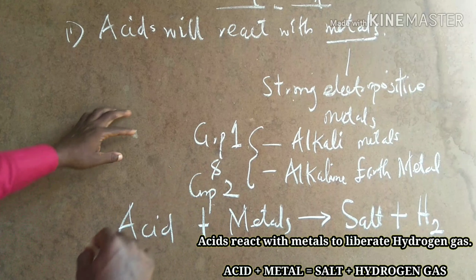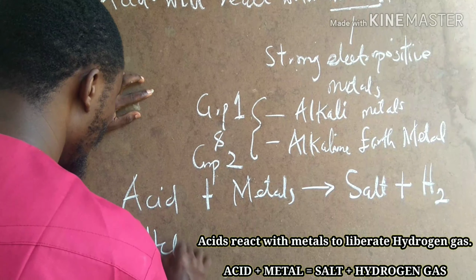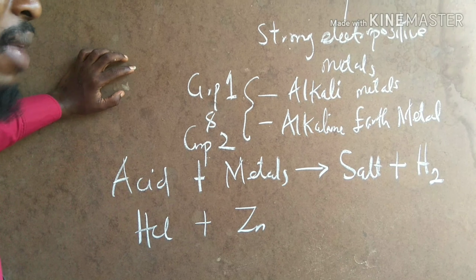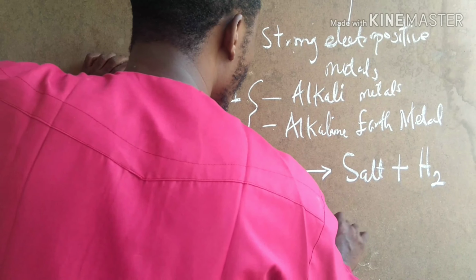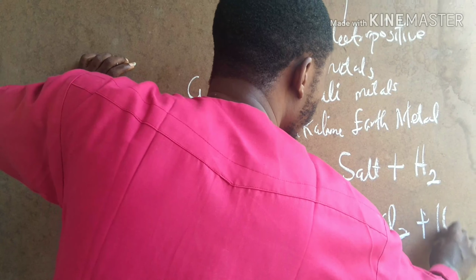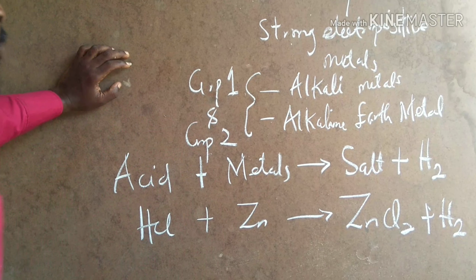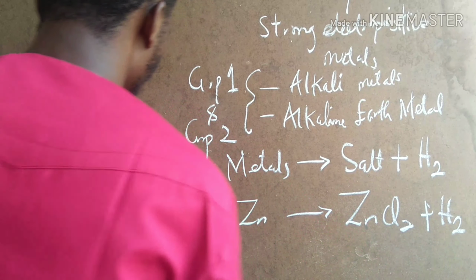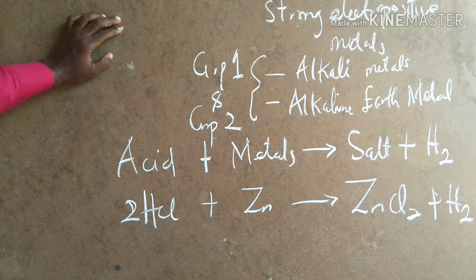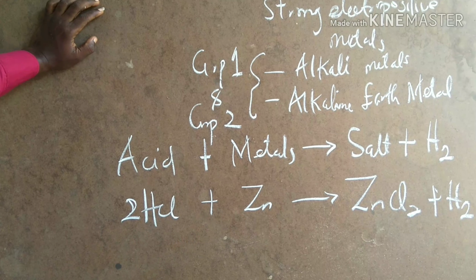So let's take, for instance, hydrochloric acid, HCl, reacting with zinc. Zinc is a metal, right? So it's going to give us zinc chloride plus hydrogen gas. So let's balance it. Chloride is 2, hydrogen is 2, so we put 2 here. Exactly now. So let's take another example.